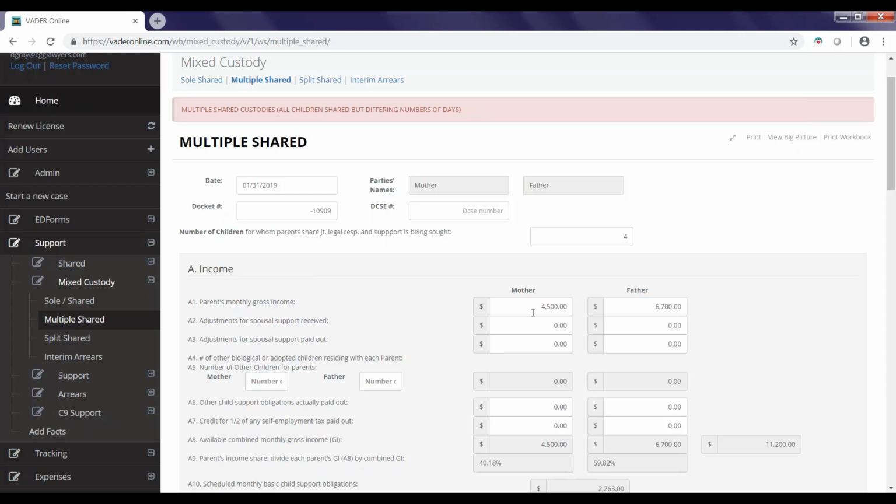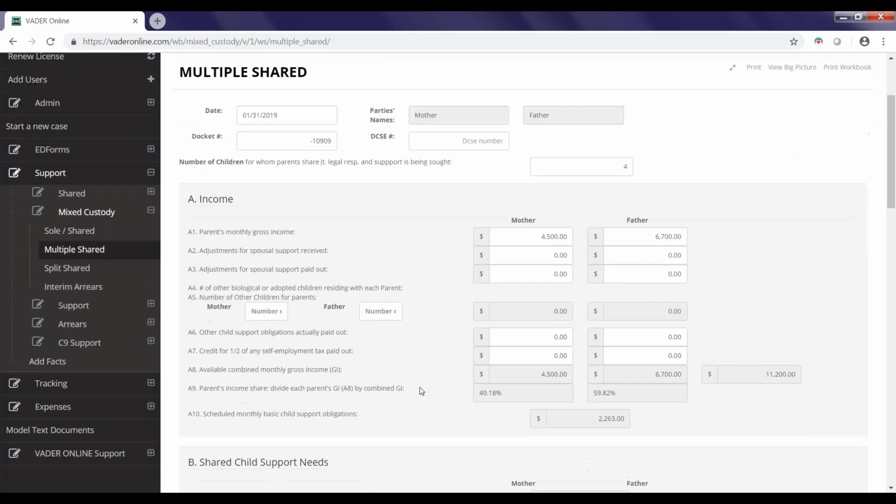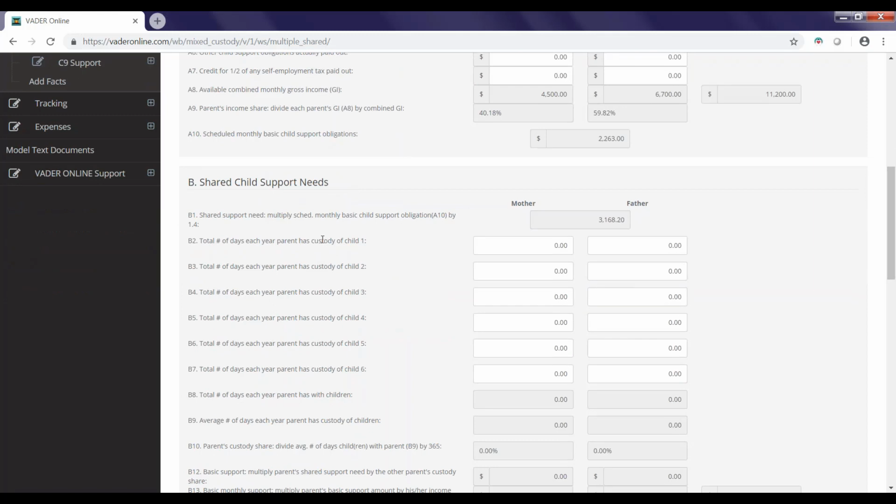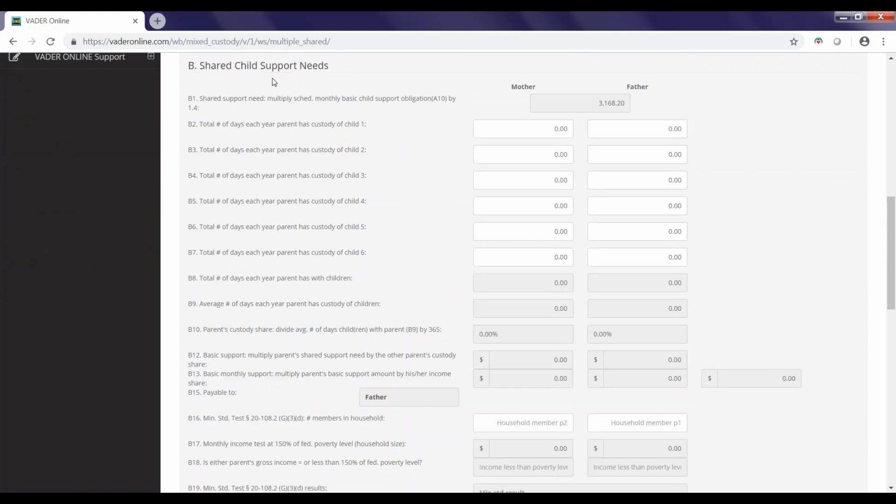Parents' monthly gross incomes. Mom is at $4,500, dad is at $6,700. Again, we're not going to be dealing with child or spousal support in this example. Again, if there were other biological children or adopted children not subject to this proceeding, we would enter that information here on line A5, but we're not going to do that. Again, self-employment tax, if there was any. Let's go down then to shared child support needs.